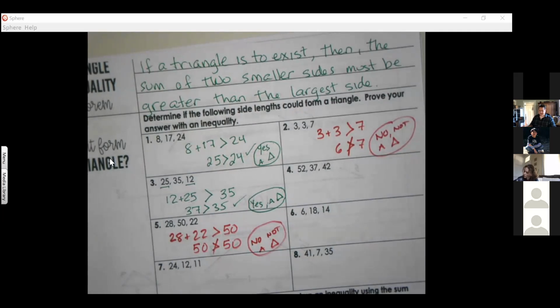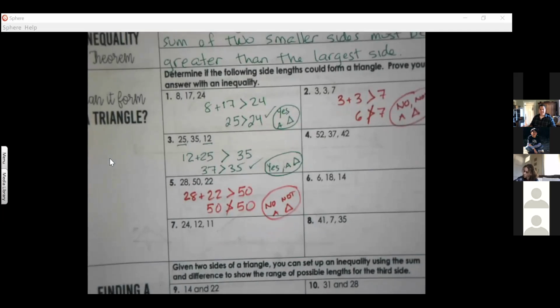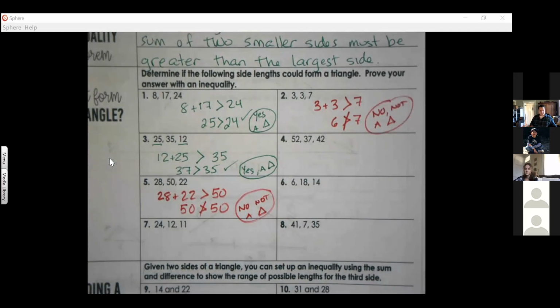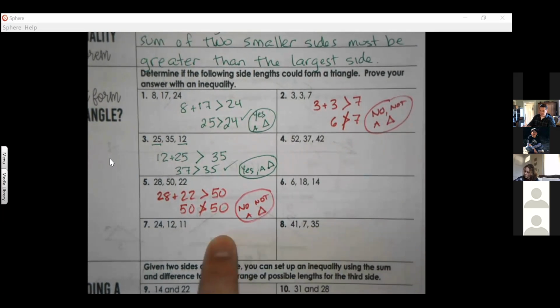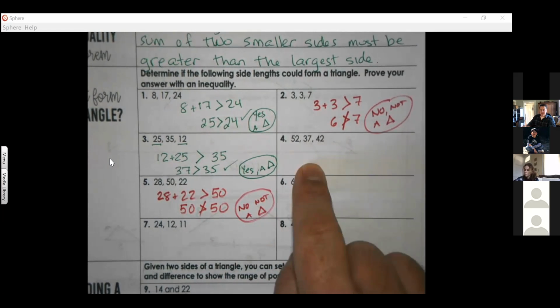Any questions on this aspect of the triangle inequality theorem? There's 3 more parts to it. I'm going to leave these open. These will be your homework to complete. Okay, next part is finding a range.